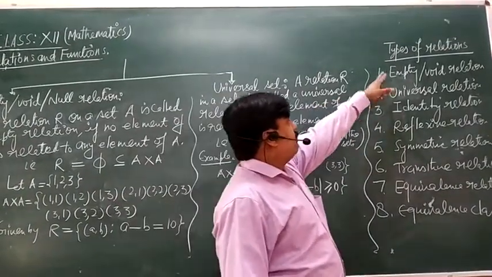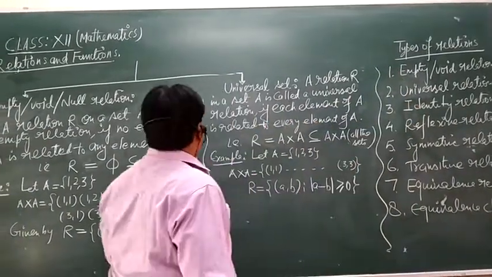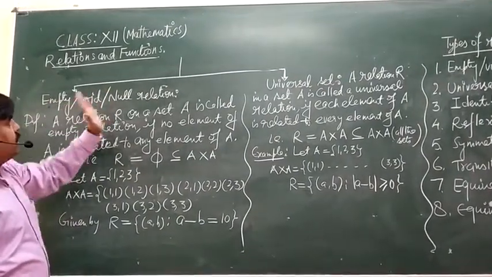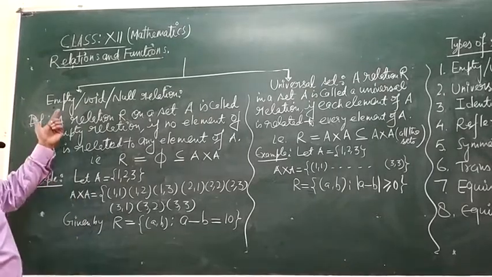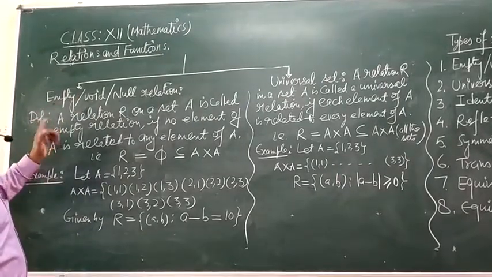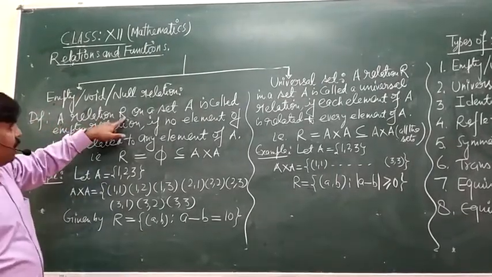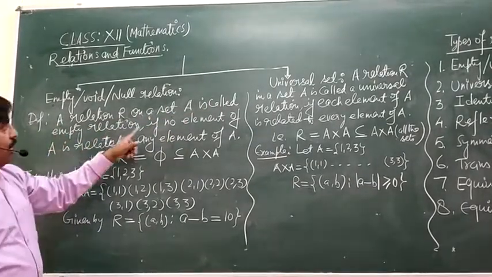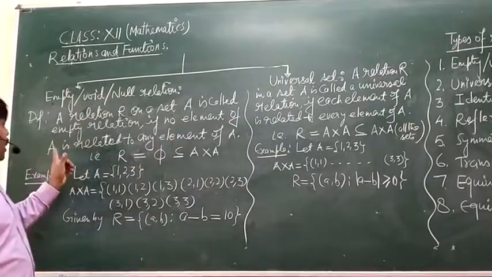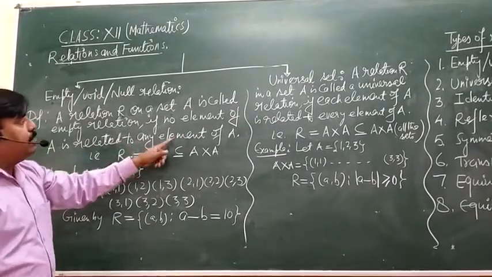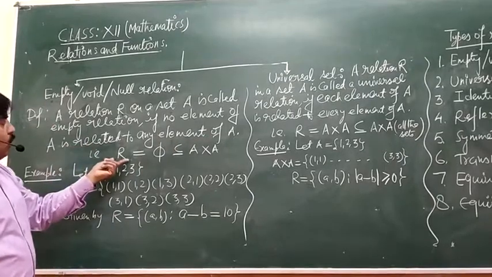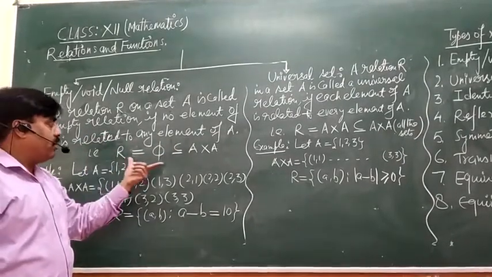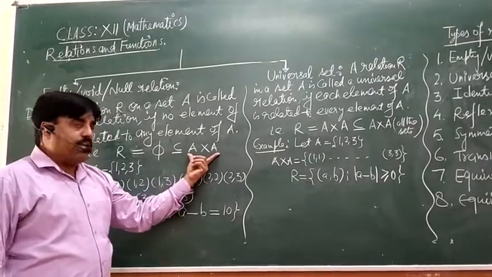So the first one I am taking is the empty relation. You can call it empty relation, void relation, or null relation. Which relation is known as an empty relation? A relation R on a set A is called an empty relation if no element of A is related to any element of A. Means whatever relation comes, it should be empty, so there should be no pair which is a subset of A cross A.